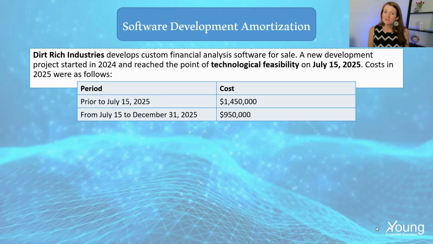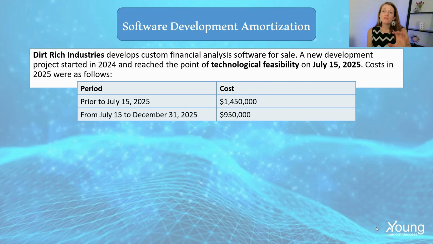There's also software development amortization. Now, this is an intangible asset. Software development can bring us value, and Dirt Rich Industries develops custom financial analysis software for sale. The new development project started in 2024 and reached the point of technological feasibility on July 15th, 2025.